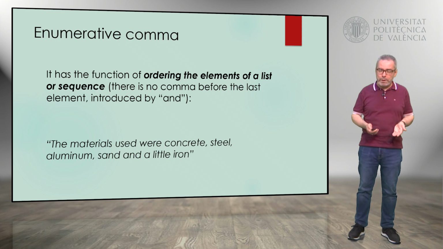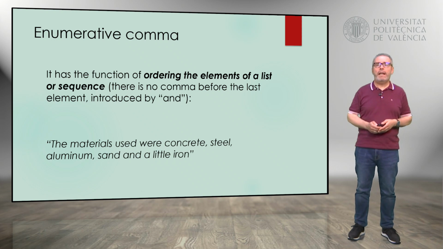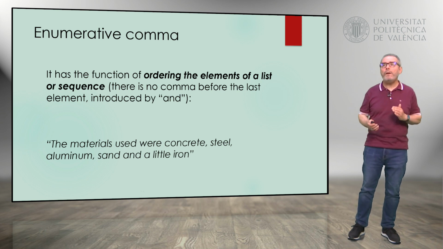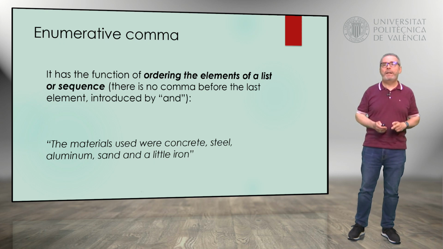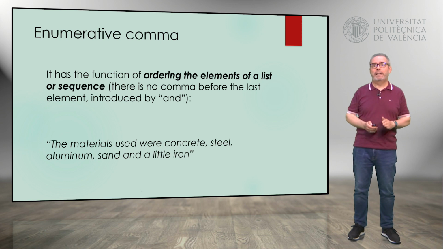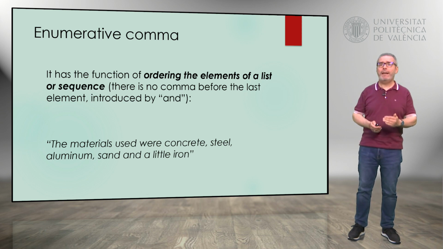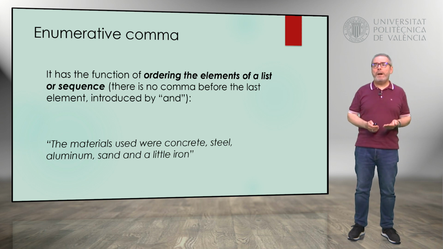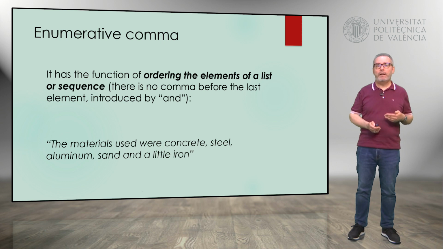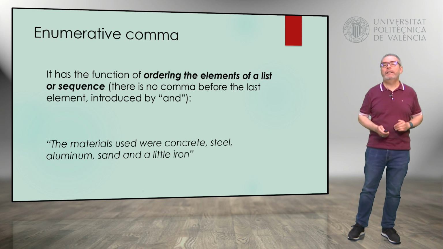The next one used in academic texts is enumerative comma. And the purpose is ordering the elements of a list or sequence very clearly. And remember, there is no comma before the last element introduced by and, except in the so-called Oxford comma. The materials used were concrete, steel, aluminium, sand, and a little iron.